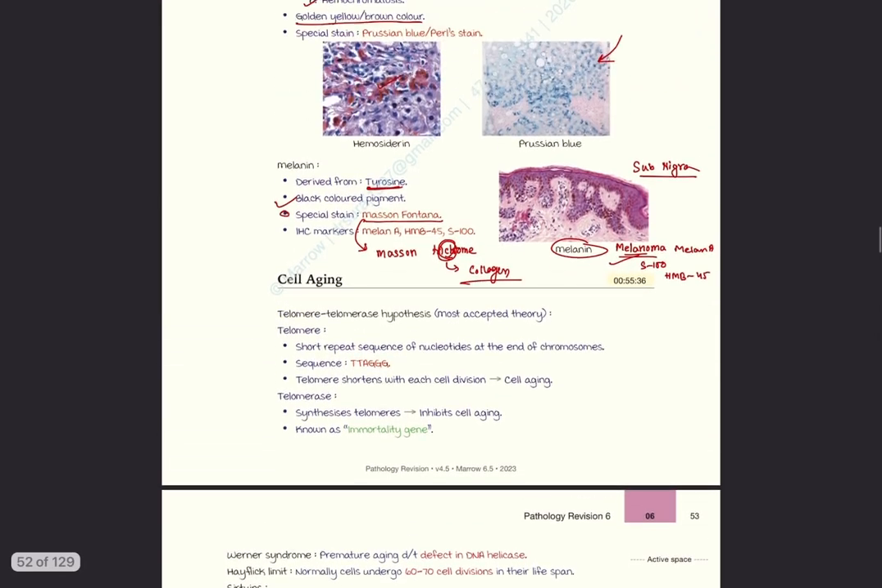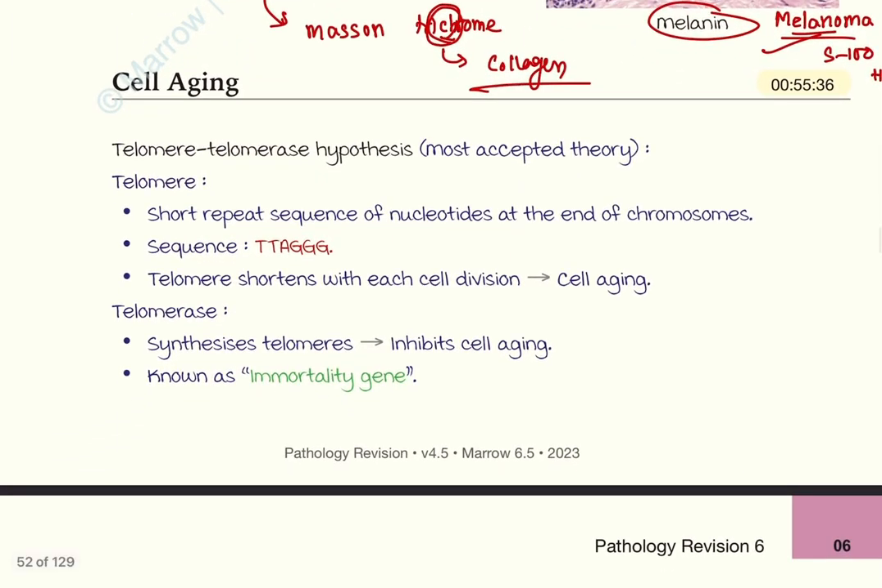Next we are discussing cell aging, that is the last topic, cell aging and the important aspects of the telomeres. So there is a telomere-telomerase hypothesis, and the telomere is basically a sequence of nucleotides that are repeated at the end of chromosomes, and the sequence is TTAGGG. These are short repetitive sequences of nucleotides at the end of chromosomes.